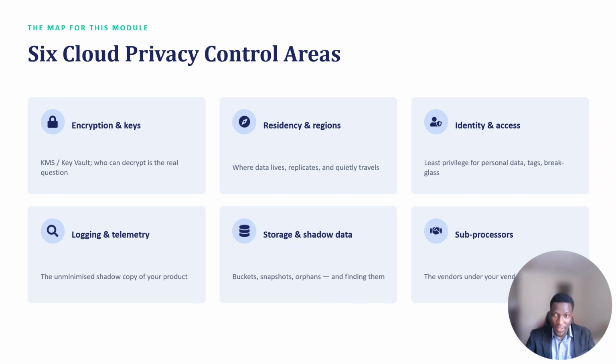Logging and telemetry. I call it the unminimized shadow copy of your product, and it deserves its own slide. Storage and shadow data. The buckets, snapshots, and orphan disks nobody remembers. And lastly, the sub-processor layer. The vendor under your vendors. One slide each, with AWS and Azure names throughout this session.